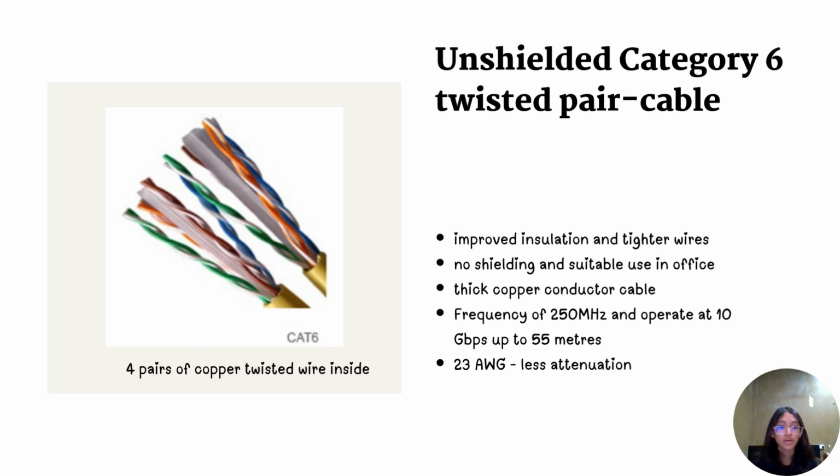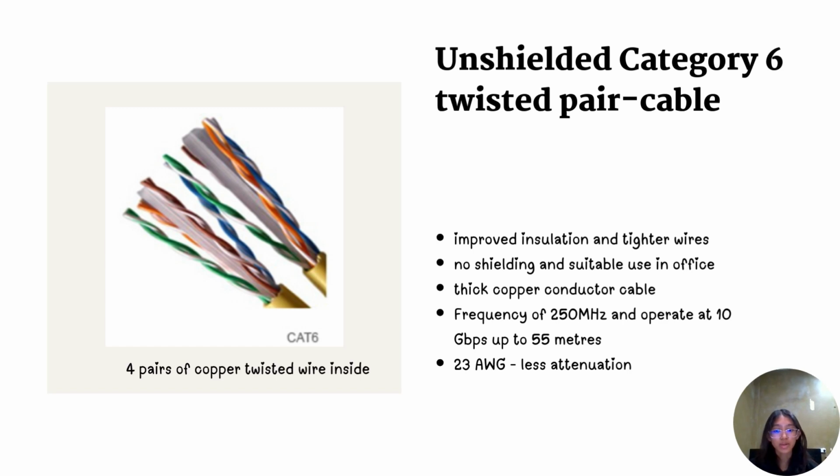It has less electromagnetic interference, where high interference means something like heavy machines used in industry or the hospital. But since we only use it in an office, unshielded twisted pair cable is enough. It has a thick copper conductor that can transfer data over a long distance, and it has a frequency of 250 megahertz and operates at 10 gigabit per second up to 55 meters, which is more than enough to be used for the devices in the network.